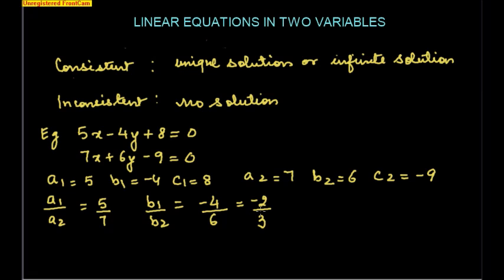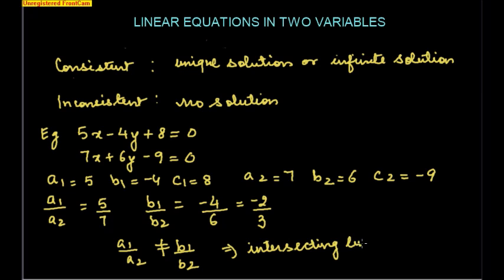Now because A1 upon A2 is not equal to B1 upon B2, there is no need to find out C1 upon C2. If A1 upon A2 is not equal to B1 upon B2, that means we have intersecting lines, or let's say we have a unique solution, or we can say that the equations are consistent.